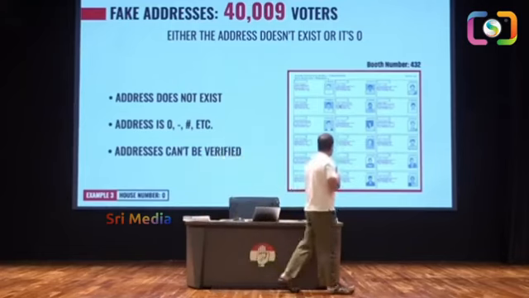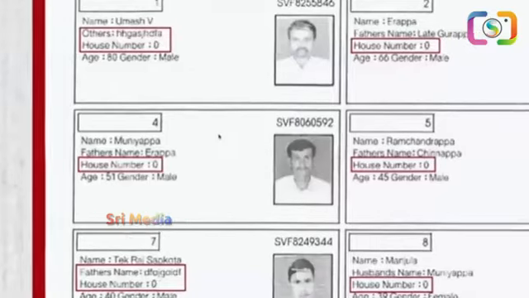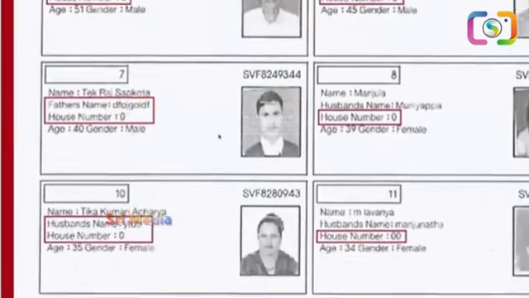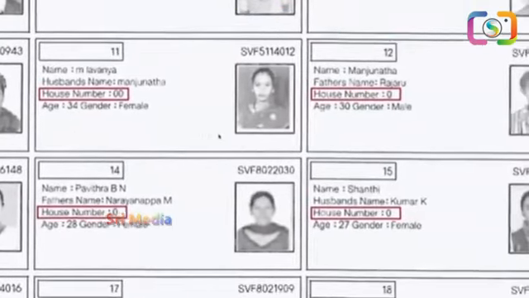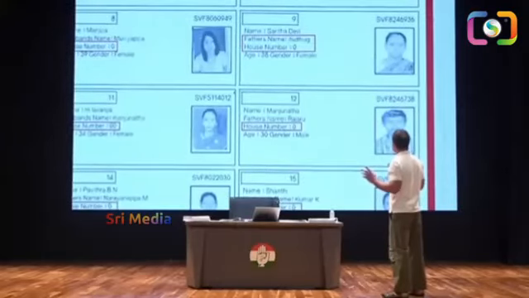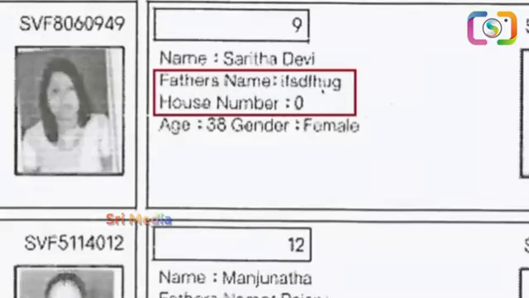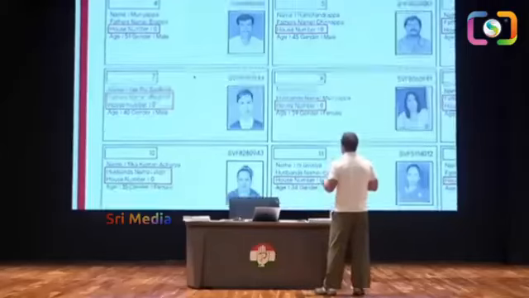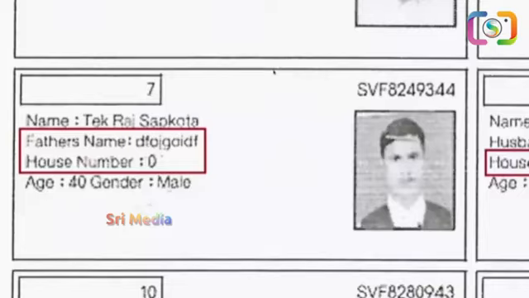Zoom in. House number 0. No, you're laughing. There are thousands and thousands of these people. No address, house number 0. House number 0, house number 0. 0. House number 0. Father's name, ILSDHFHUG. Show some more father's names, these are very interesting names. DFOIGOIDF, father's name.